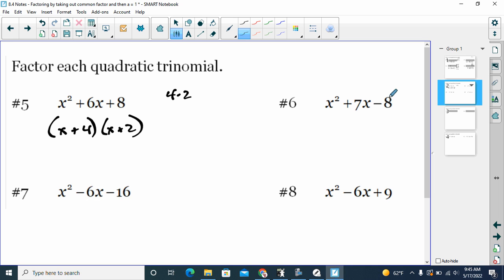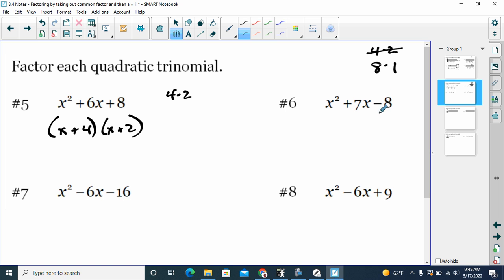Number 6, I need things that multiply to 8. Probably the most obvious one's 4 times 2. Problem is 4 plus 2 is only 6. 4 minus 2 is not 7 either. So 4 and 2 don't work. The only other thing that multiplies to 8 is 8 times 1. 8 minus 1 is 7, so there we go.